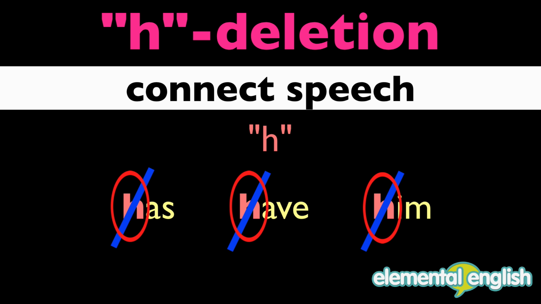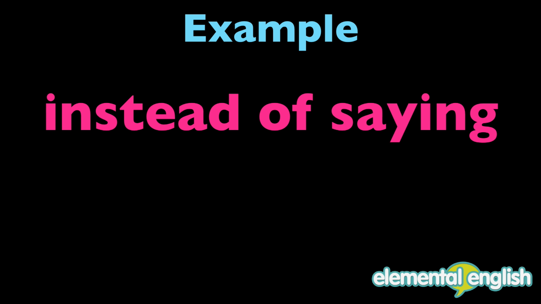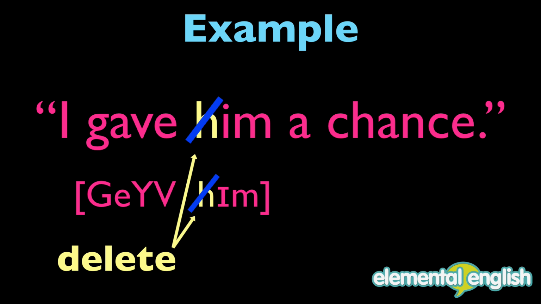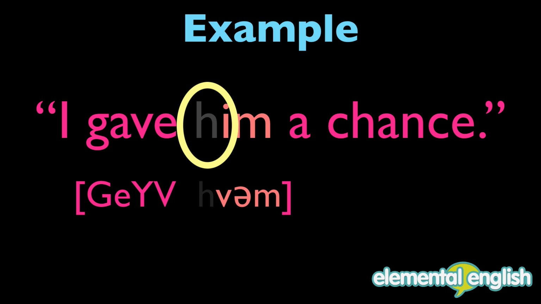This allows us to connect speech more fluidly to a vowel instead of a consonant. For example, instead of saying, "I gave him a chance," native English speakers often delete the h in him and say "im." They would then simply say, "I gave 'im a chance." I gave 'im a chance. Did you hear that I deleted the h in him? This allowed me to speak with more flow and more speed. I gave 'im a chance.